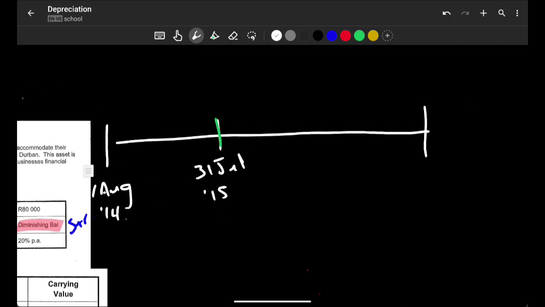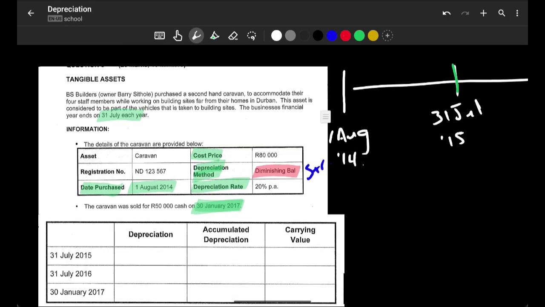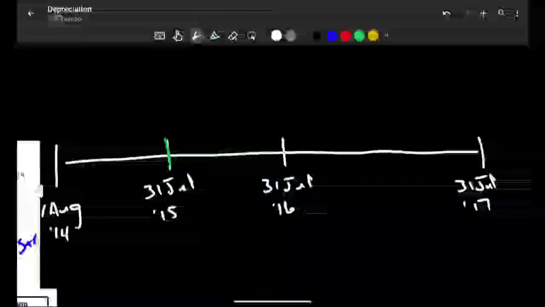And that financial year ends on 31st July 2016, right? And then that financial year ends on, let me just extend this, that financial year ends on 31st July 2017, right? But when was it sold? The asset was sold on the 30th of January 2017. So 2016, 2017, maybe somewhere around there.